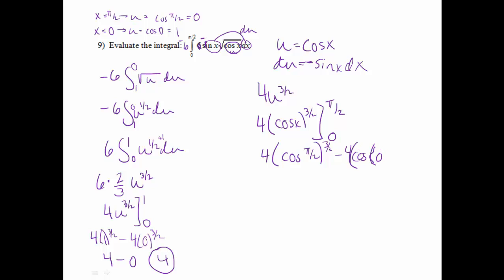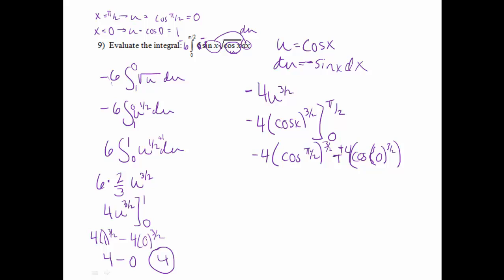0. Wait, I would have had a negative out there, actually. So this negative would not have gone away had I done that. So this technically would be a negative. So it would be negative 4 cosine of 0 to the 3/2. So that would turn to plus.